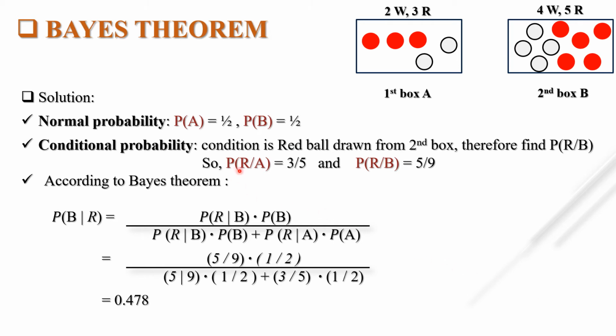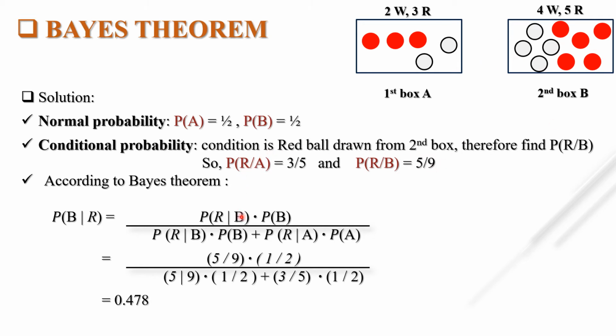So probability of red ball with respect to box A is equal to 3 by 5. Why 3 by 5? Because there are 3 red balls in box A, and in total there are 5 balls in box A, including white and red. So 3 by 5, 3 for red balls and 5 for the number of balls in box A. Similarly, probability of red ball with respect to box B is 5 by 9. Total red balls are 5 and the total number of balls in box B is 9.